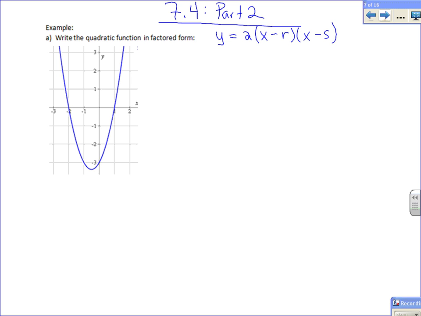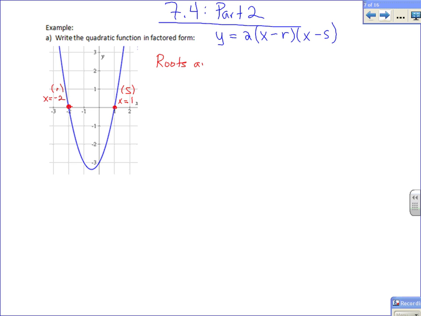So if I have a graph like this, the first thing I recognize is that my roots, or my x-intercepts, are the points where this parabola crosses the x-axis. Here's one point where I see that my parabola crosses the x-axis. That is the point x is equal to -2, so this could be my r. My other x-intercept over here is at x equals 1, and there's my s. It doesn't matter if I label -2 as s and 1 as r. Either one is correct. So I have identified my two roots.